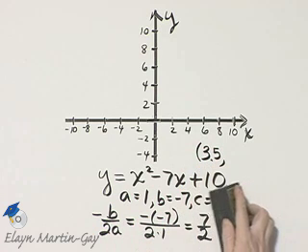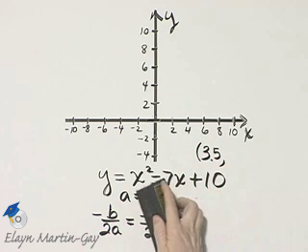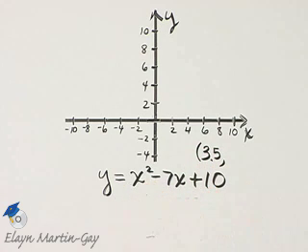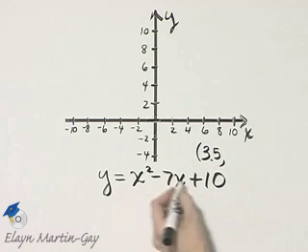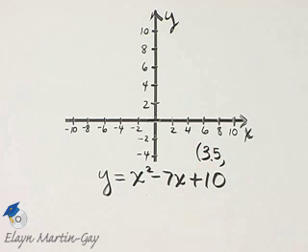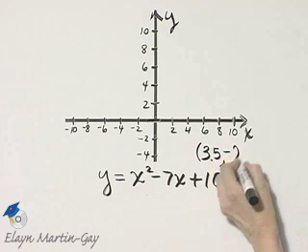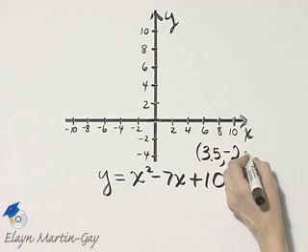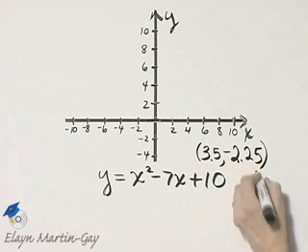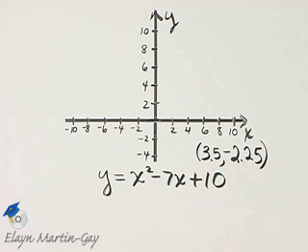I'll let you go through, let x be 3.5 or 3 1/2 here and solve for y. If you do so, you'll get -2 1/4. So I'll put -2.25. That is the vertex of our parabola. We'll plot that in just a moment.